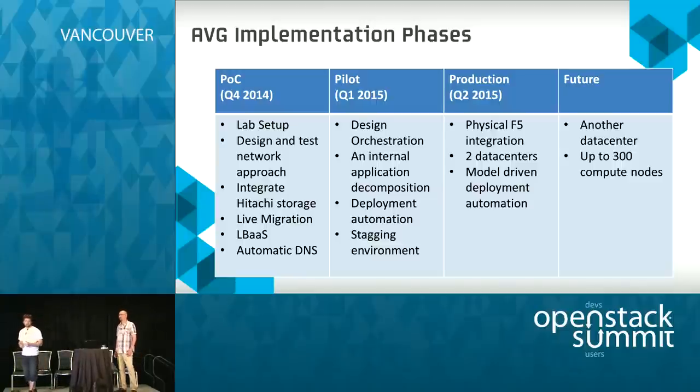Now we are in quarter two of 2015. Now we have a production environment in two data centers. And we developed the model-driven deployment automation approach, which I will show you in the next slides. The future goal is to add the next data center and scale up to 300 compute nodes.